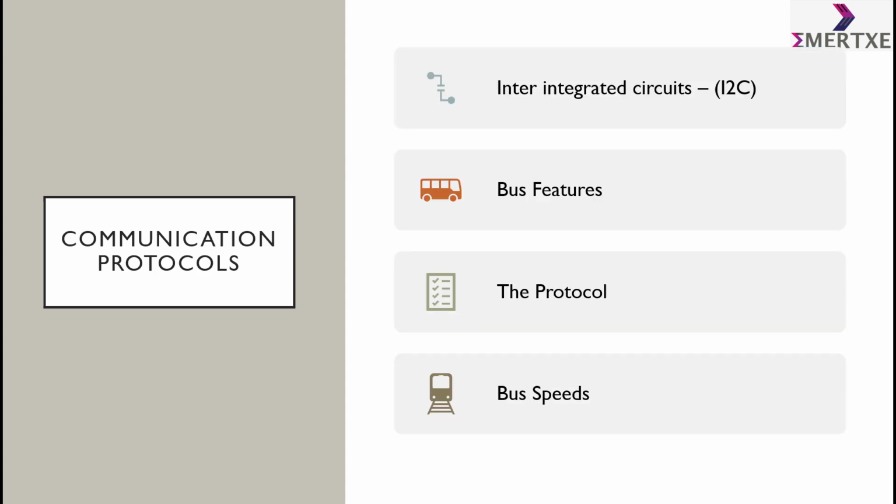Now, communication protocols. Communication protocols include I2C, that is the inter-integrated circuit. This inter-integrated circuit is synchronous, half duplex, and has multi-master slave features, etc. I squared C, as we call it, includes bus features, protocol, bus speeds, etc. Bus features: it is a two-line interface, software addressable, multi-master with collision detection. It is serial, 8-bit oriented, and bidirectional. It also has on-chip filtering.